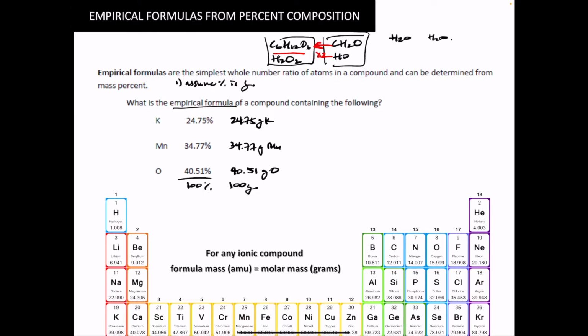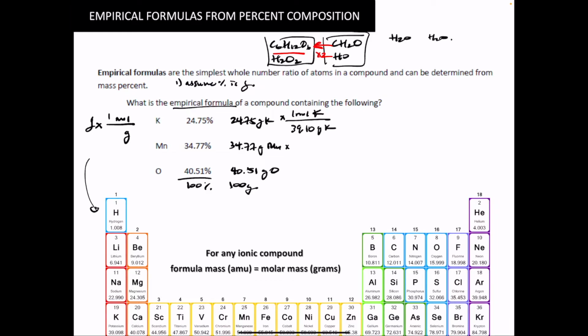Then what I'm going to do is turn it into moles. So how do I go from grams to moles? Divide by grams because I want them to cancel, and put moles on top. The relationship will be 1 mole equals whatever the molar mass is from the periodic table. So 1 mole of K, potassium, is 39.10 grams.